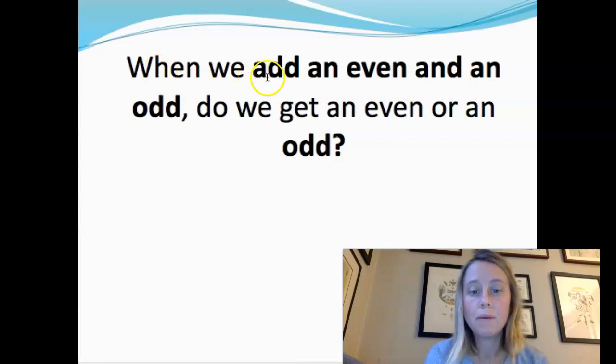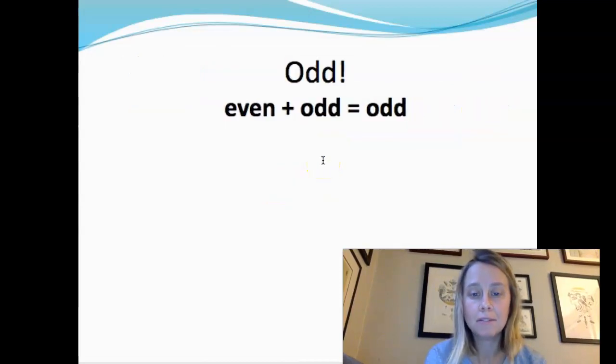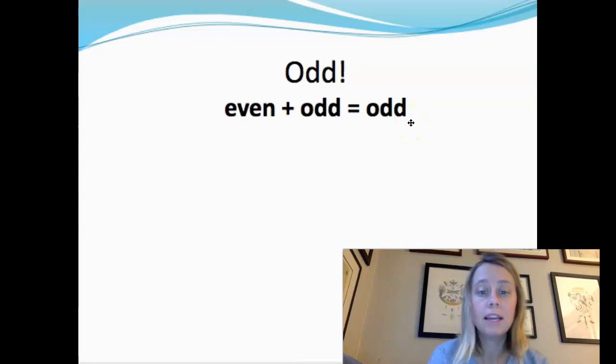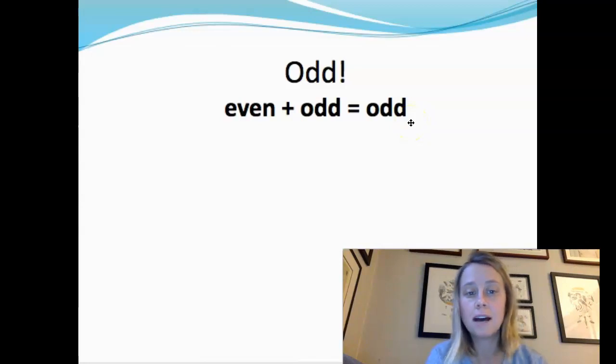So when we add an even and an odd, do we get an even or an odd? Odd, right? Because our even number was 6, our odd number was 7, and we added them together and we got 13, which is odd. So even plus odd equals odd. Let's write that down. Even plus odd equals odd.